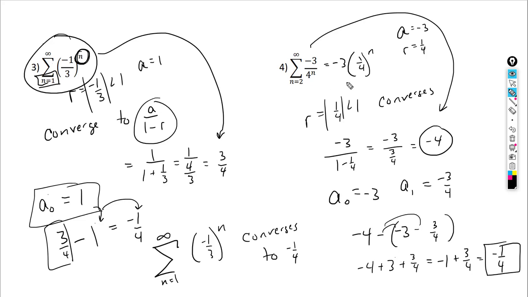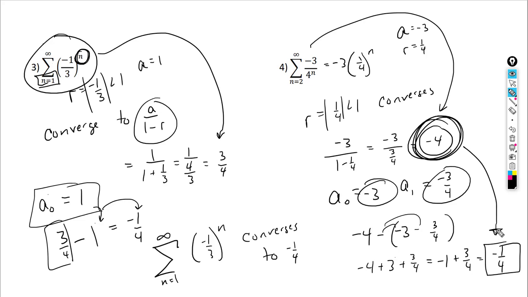So you have to do the same steps. First you find out if it converges, then you do your a over 1 minus r and find what that converges to. Then you subtract off the sum of these two terms, negative 3 plus negative 3/4. Then you just calculate that and you get the actual convergence of the original series.